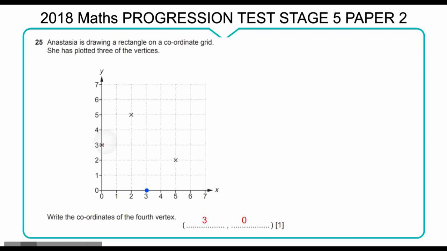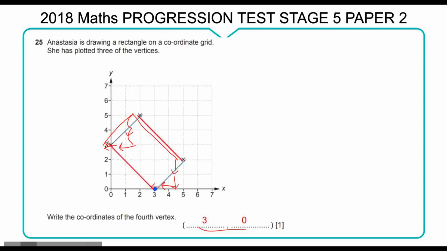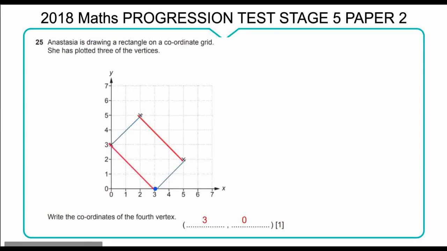So if we connect this one, it's like this and like this. So the fourth will be somewhere here. And how do we get the fourth is, we see to get this one is 2 down, and 1, 2 to the left. So the same applies with this one, 2 down and 1, 2 to the left. So that is how we got 3 by 0. And if we connect the line, it will be like this. So here is our answer.